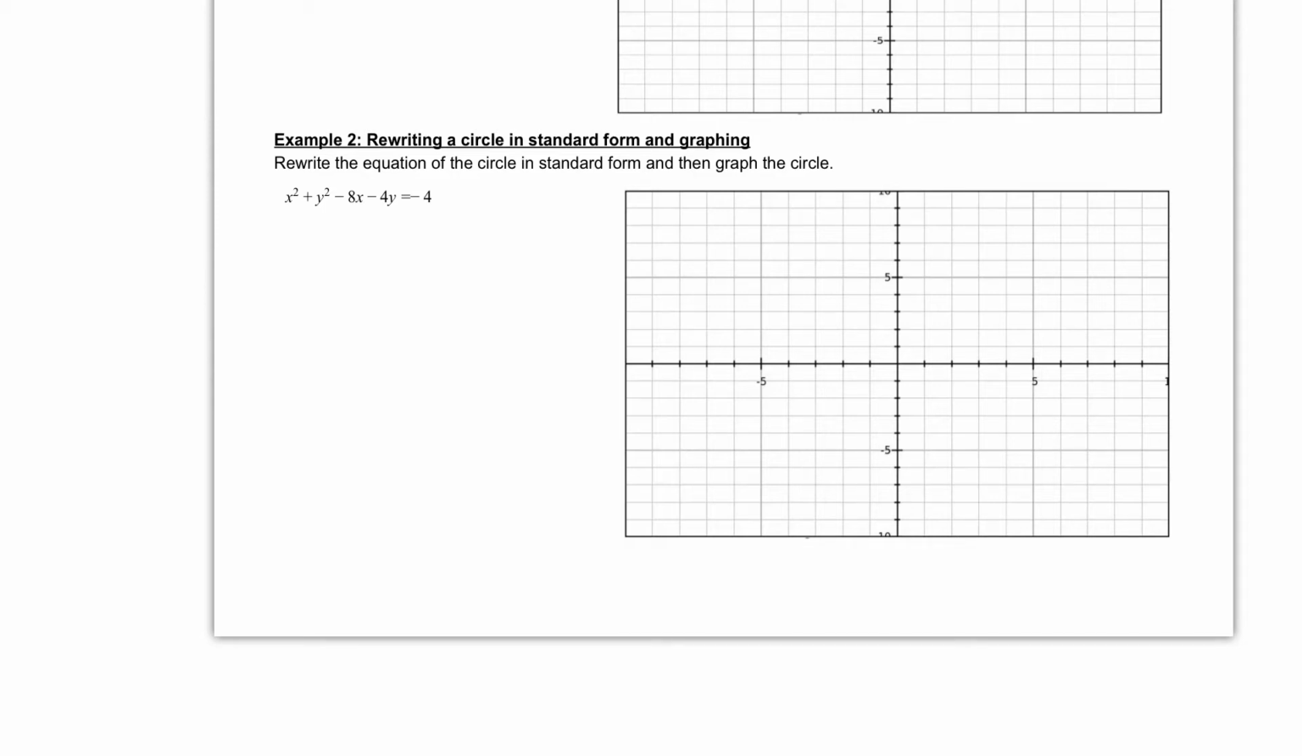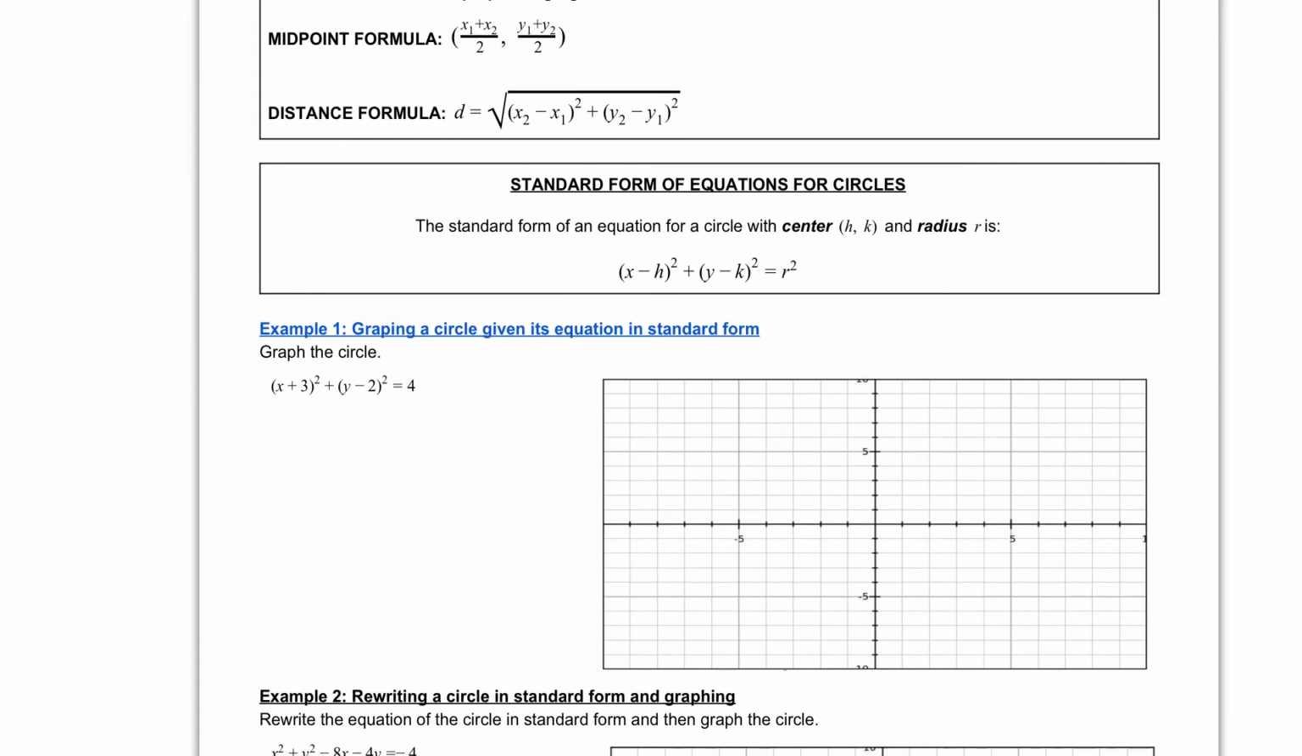In example 2, we want to rewrite the equation of the circle in standard form and then graph the circle. So the first thing we have to do is get this in standard form. In standard form, if we scroll back up to the top, it should look like this: x minus h squared plus y minus k squared equal to r squared, which means we need to complete the square for the x and for the y.